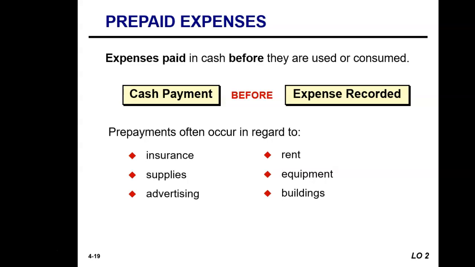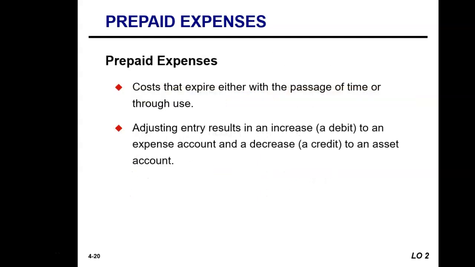The best way to teach this concept is by going through some actual examples. So once again, if I pay for my insurance, my rent, or advertising in advance, those are known as prepaid expenses, meaning that cash was paid before the expense has been recognized or recorded. So when you make the adjustment, it says what portion of the prepaid expense has now become an expense.